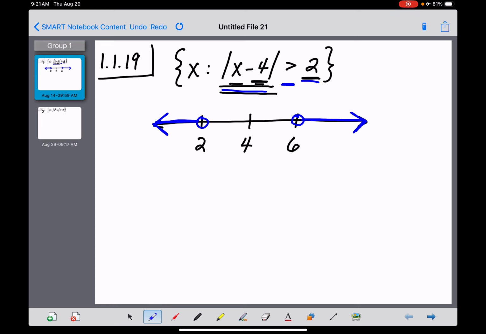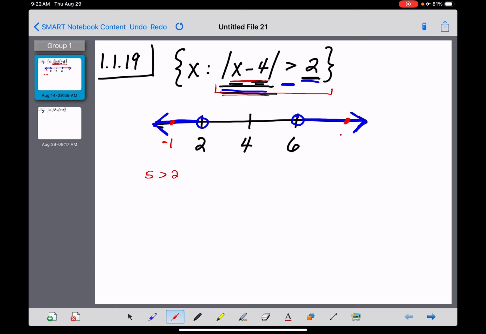One of the important things I want you to get good at is recognizing that it's pretty easy to test your answer to find out if it's right. If I pick a number in my shaded region, like -1, it should give me a true statement when I plug it into the original statement. Let's try it. -1 minus 4 is -5, whose absolute value is 5, and 5 is greater than 2. Yes, it is. So this statement works, meaning -1 is a solution, and it should be shaded, which it is.